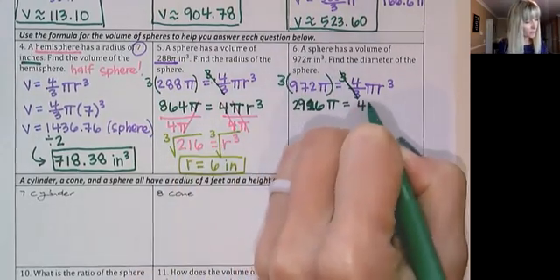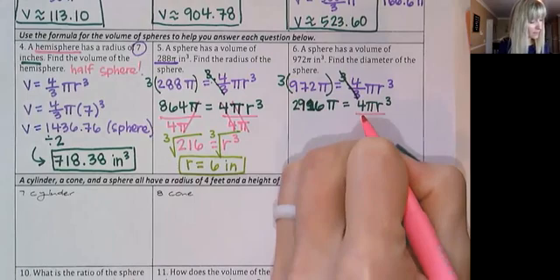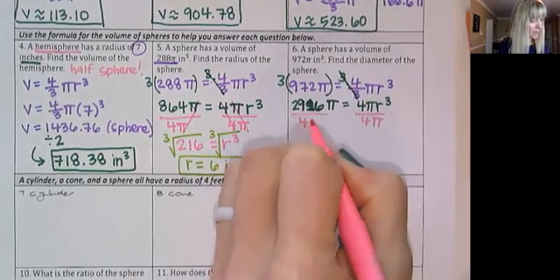And what I'm left with is all this purple stuff over here that didn't cross off. Now I'm going to divide both sides by 4 pi. Divide by 4 pi, divide by 4 pi.